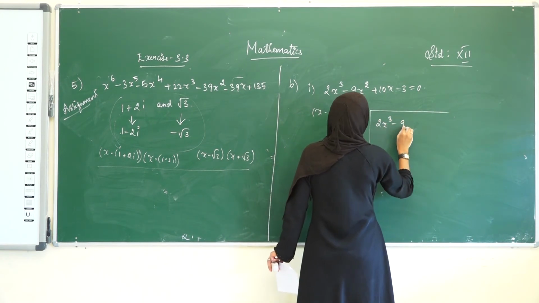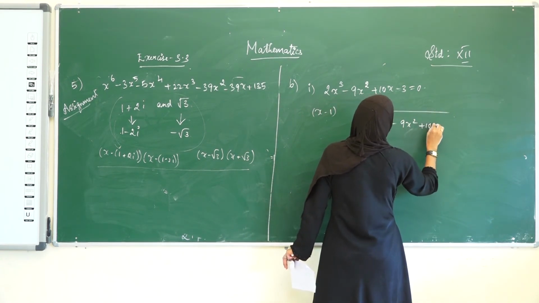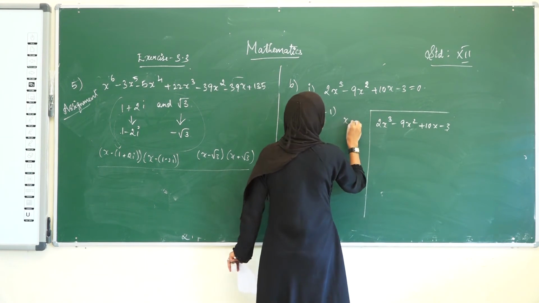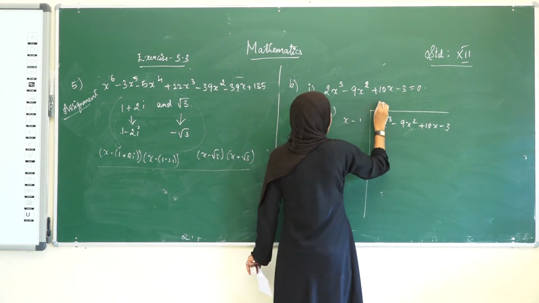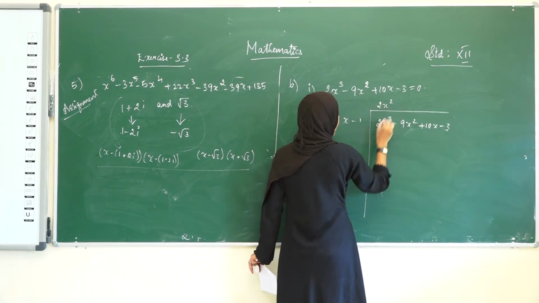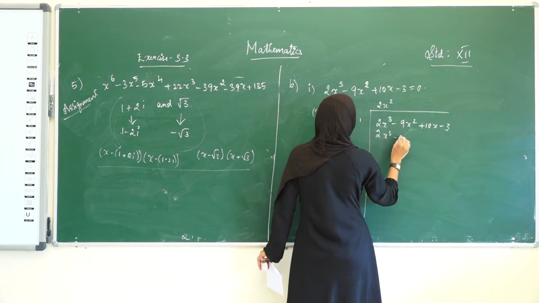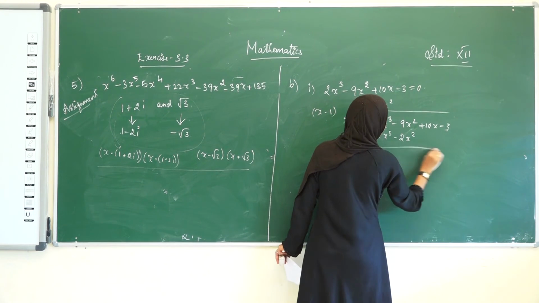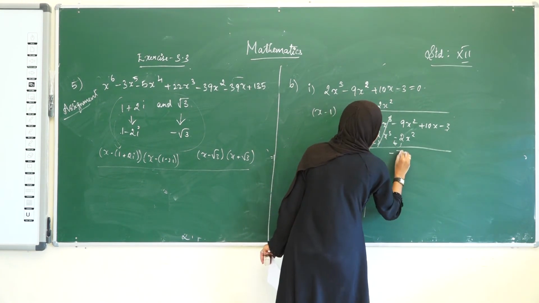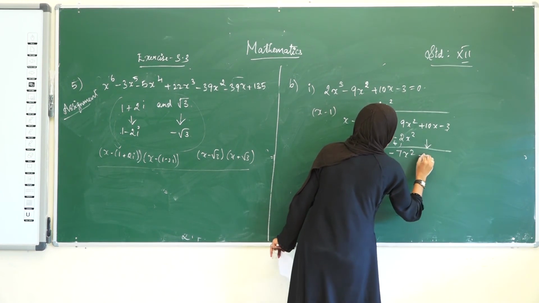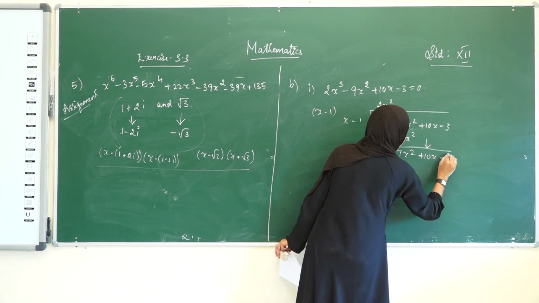2x cube minus 9x squared plus 10x minus 3, divided by x minus 1. See the first term: here it is 2x cube, here it is x. So multiplying this with 2x squared, we get 2x cube minus 2x square. On changing these symbols, this term gets cancelled, and we get minus 7x square plus 10x minus 3.